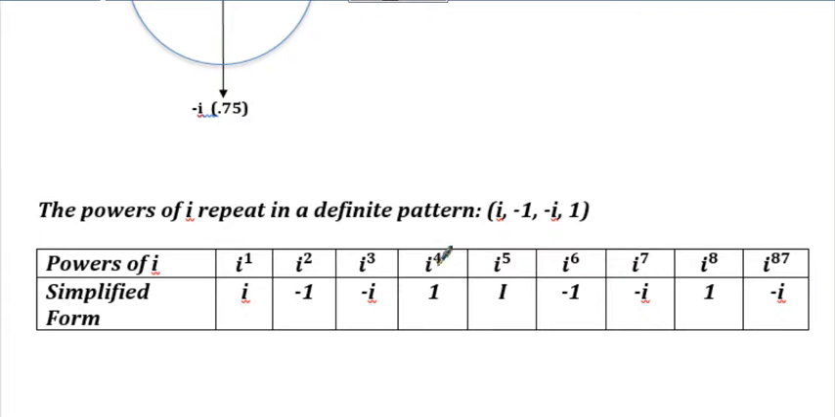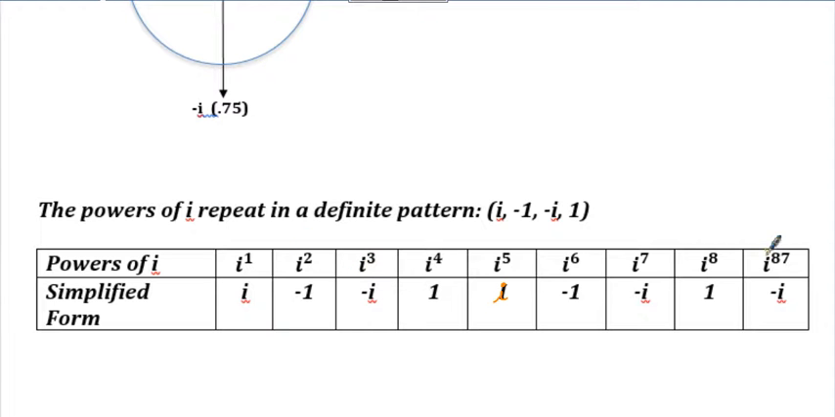i to the 4th power is basically i squared times i squared, so that's -1 times -1, and so that's 1. And so this pattern repeats every 4 powers. So the pattern is i, -1, -i, 1. This pattern repeats every 4 times, and so if we can find out how many times we run around this pattern of 4, and then find out what the remainder is, whatever that remainder is will get me down to the correct simplification of this power of i.